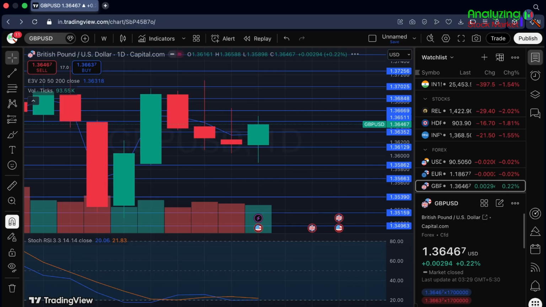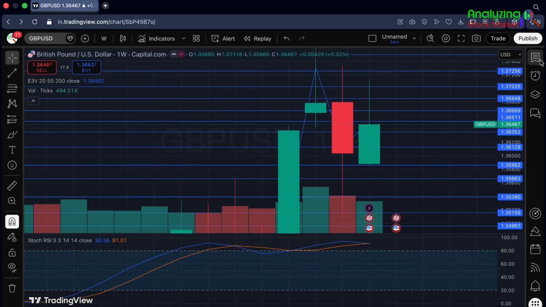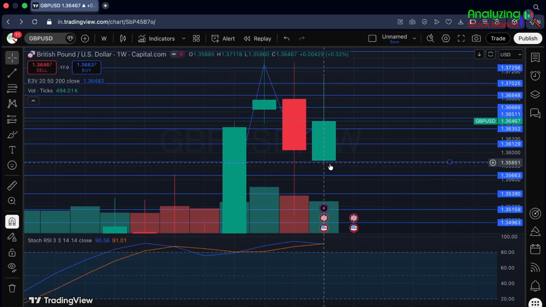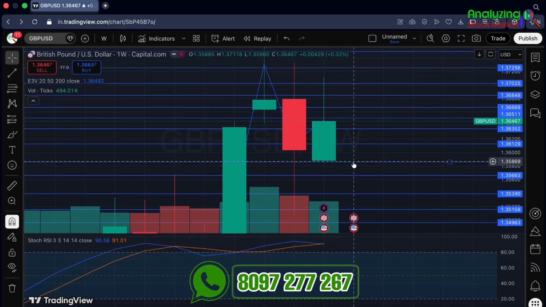So let's open a weekly chart over here. Yeah, this is a weekly chart. In this weekly chart, we can see a good bullish candle with a medium body, a big upper wick and a small lower wick. If I talk about the stochastic RSI, it is around the 90-91 level, which is indicating negative momentum from here because it is around the overbought area.